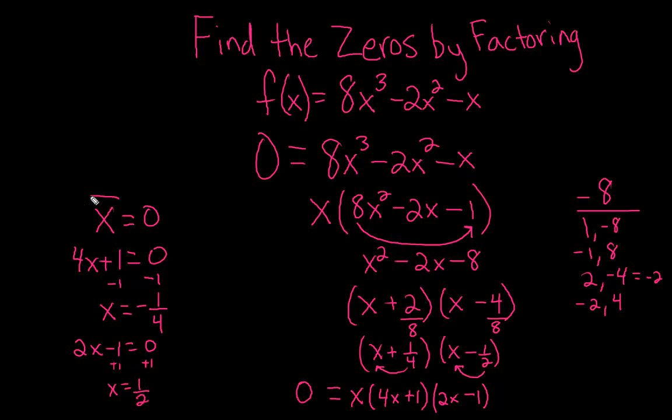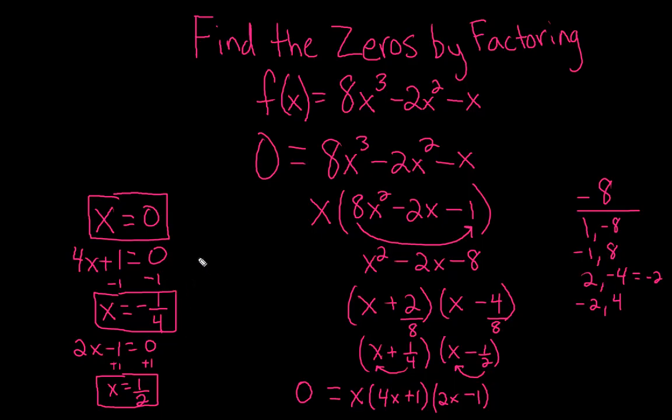And those are our three zeros of the function. x equals 0, x equals negative 1/4, and x equals 1/2. If we took any of these three and put them in for x, the entire function would equal 0. So how does this relate to the x-intercepts? Well, these are the points where this graph would cross the x-axis.